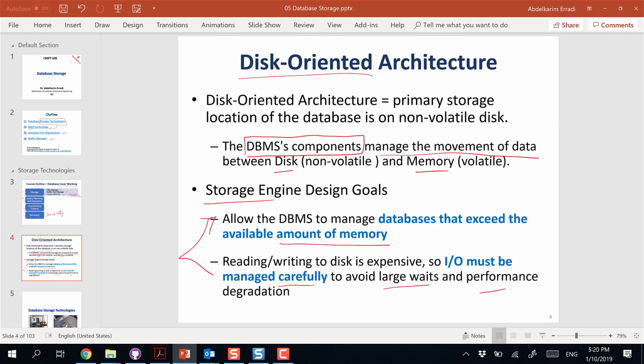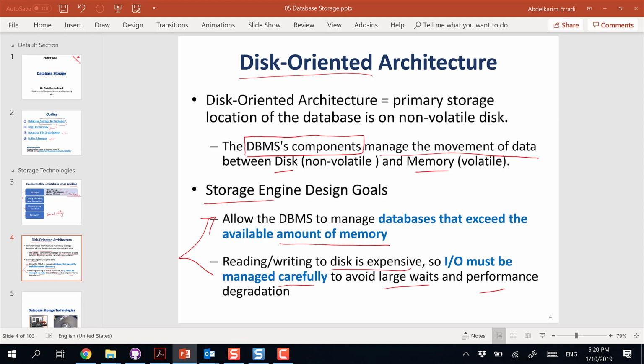The database we're trying to manage is larger than the memory we have. So there is a challenge here. We cannot fit the whole database in memory, so we have the full database on disk and part of it in memory to do the processing. Now, because, as I will explain shortly, disk read and write is very expensive, this disk read and write needs to be managed carefully in a way not to degrade performance.